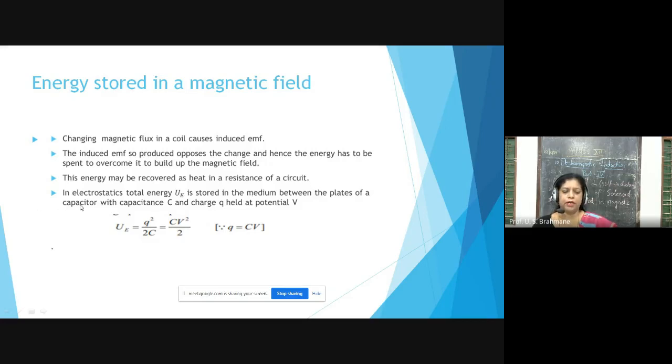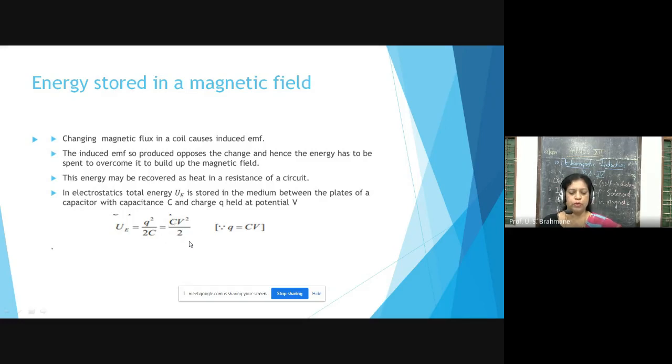But now, for example, in electrostatics, we have seen the total energy UE is stored in the medium between the plates of the capacitor with capacitance C and charge Q held at the potential V. So we have seen in the chapter of electrostatics that UE is equal to Q square upon 2C, which is equal to CV square upon 2. Therefore Q is equal to CV. If we substitute for Q, CV, then we have this equation.